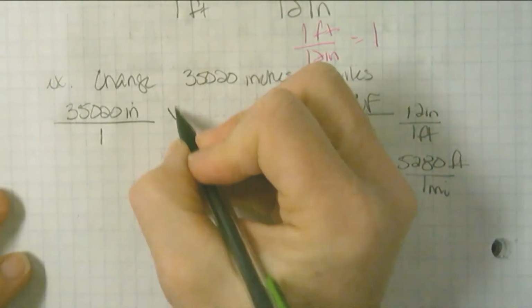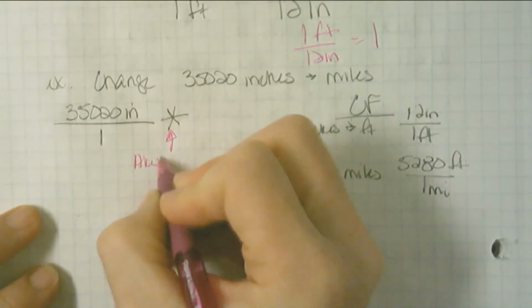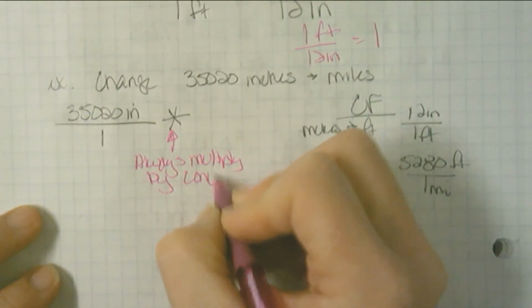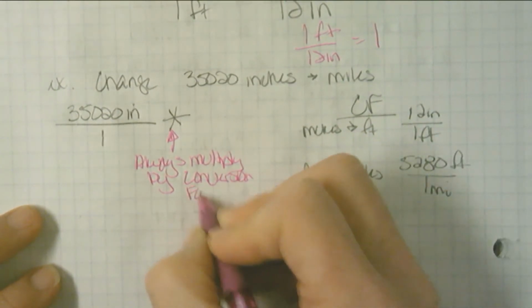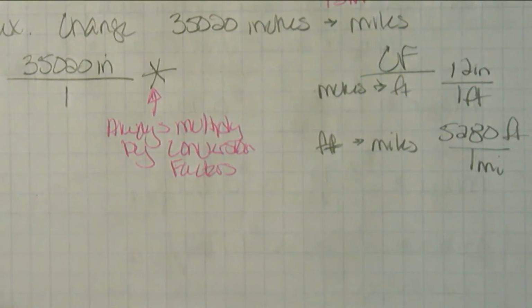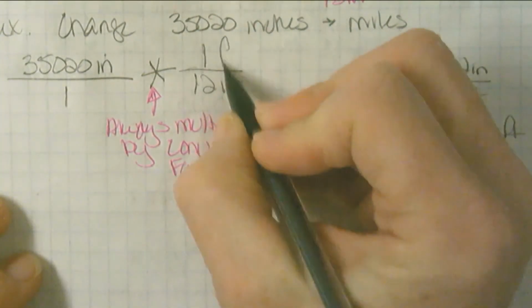I'm going to multiply. We always multiply by conversion factors. That's why they're called factors. Remember, factors go with multiplication. I need my inches to divide out. So where do my inches need to be in my conversion factor? We don't change our given. In the denominator. So I'm just going to put my 12 inches in my denominator, which means my 1 foot goes in my numerator.